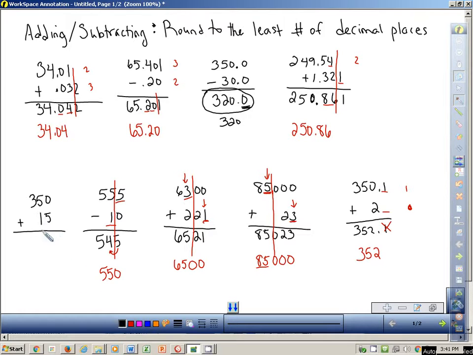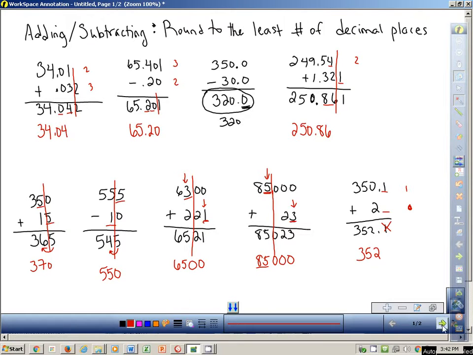All right, 350 plus 15 is going to be 365. The furthest sig fig to the right in 350 is the 5 in the tens place. And on this one, it's the 5 in the ones place. Well, tens is not as specific as the ones, so I'm going to cut it off after that one. And yet again, we're going to round up. The 5 is going to tell my 6 to go up.